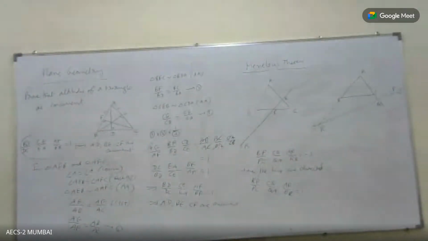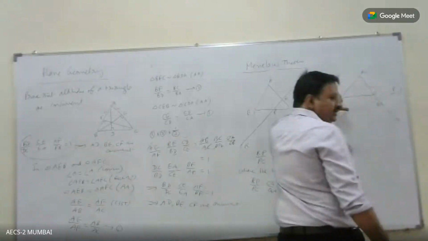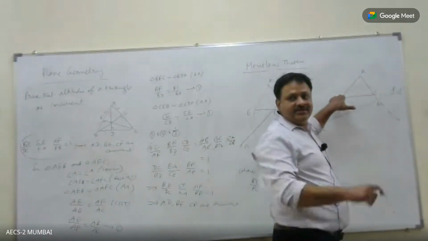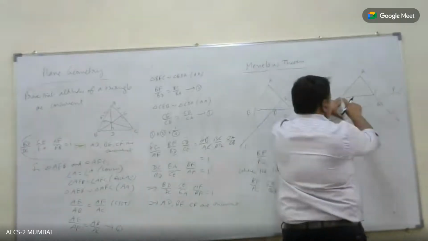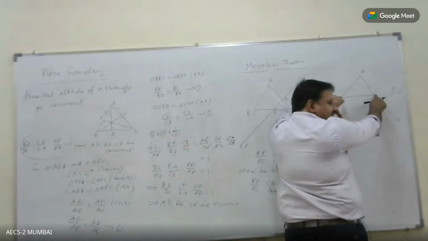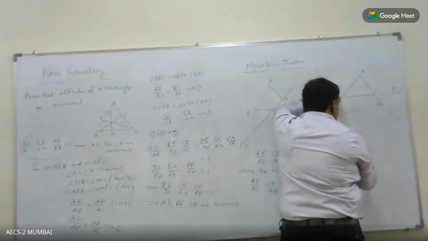So start with one vertex, go in one particular vertex. If anyone has written, raise one. I will write that you have written. Now let me write it. I start with vertex B. Where is it intersected? BC is intersected at P. So I write BP by BC.